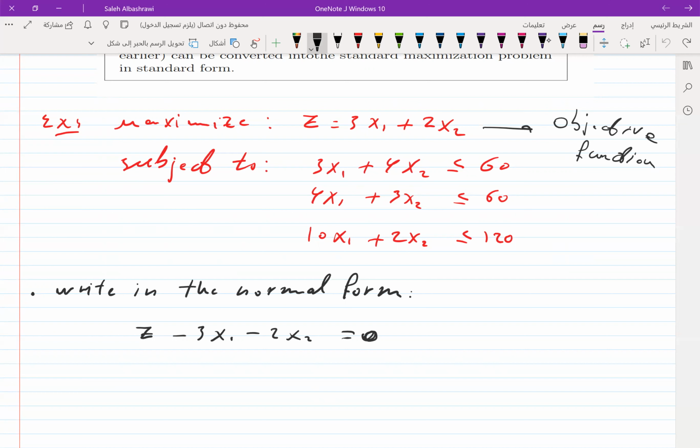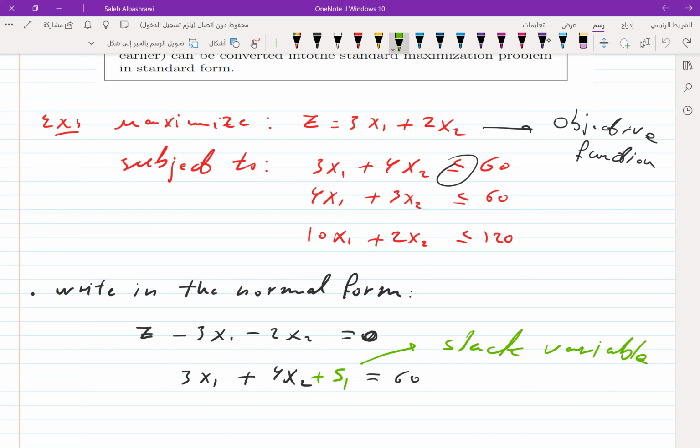For the first inequality, we have 3x1 plus 4x2. I have an inequality, and I need to make it an equation. To do this, we are going to add one variable. We call it a slack variable. This is the slack variable S1 for the first inequality.